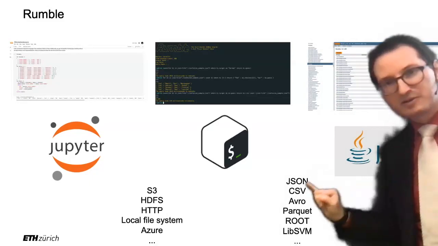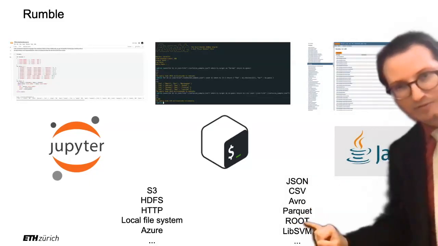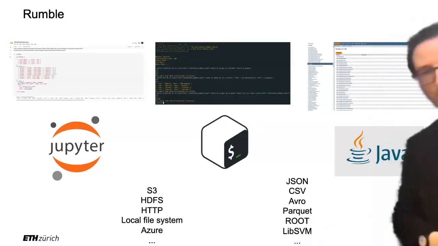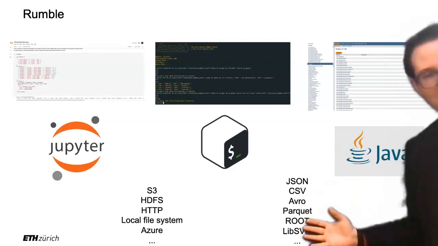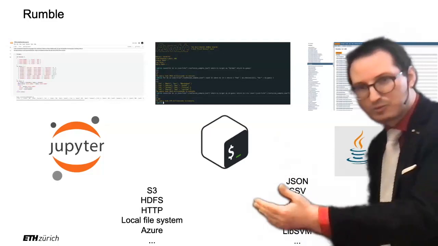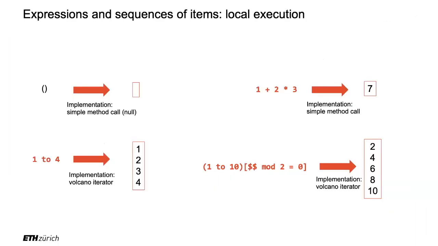And you can process JSON, CSV, Avro, Parquet, ROOT, that's for the physicists at CERN. They love this for finding the Higgs boson. LibSVM is for machine learning and so on. So you have plenty of formats. And again, it's like a Swiss Army knife. You can process all of these. You can read or write to these formats and read or write from these places right here.